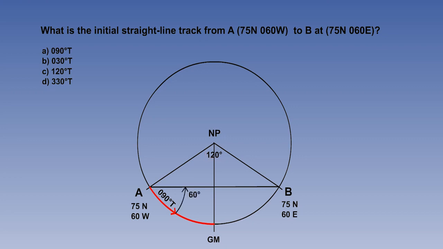Therefore, the difference between the rhumb line and the straight line must be half that. It's 60 degrees. So measuring 60 degrees anti-clockwise from 090, the initial straight line track angle is 030, the same result as when we solved it using triangles.